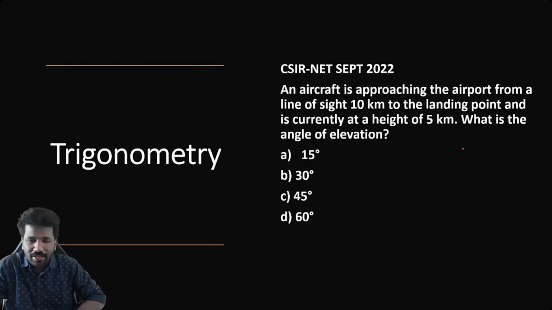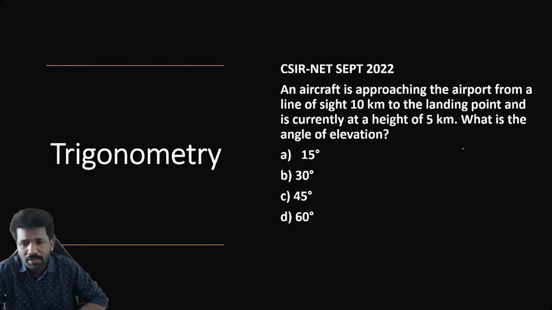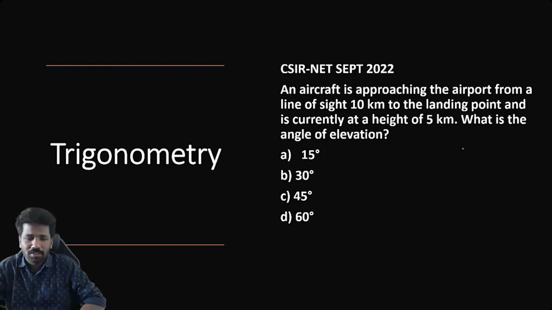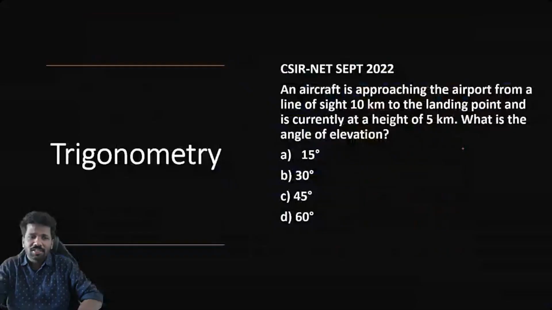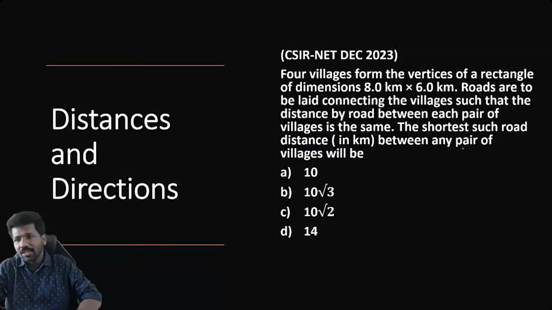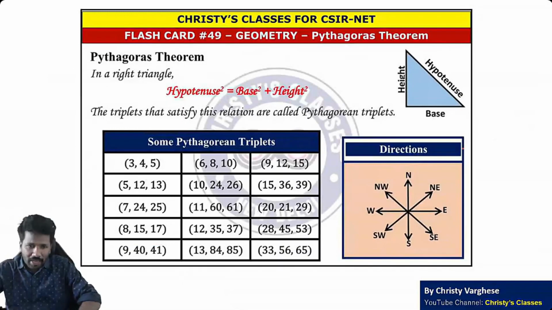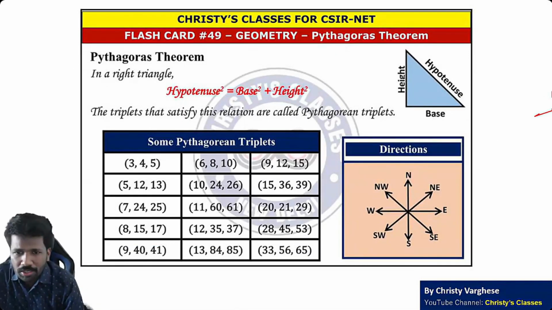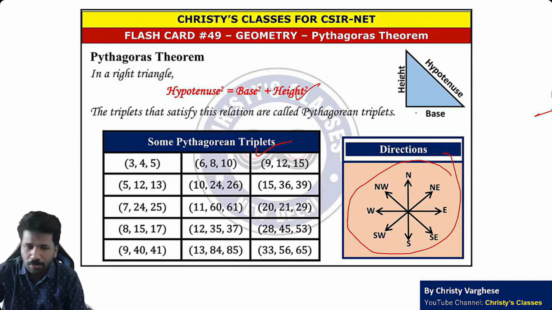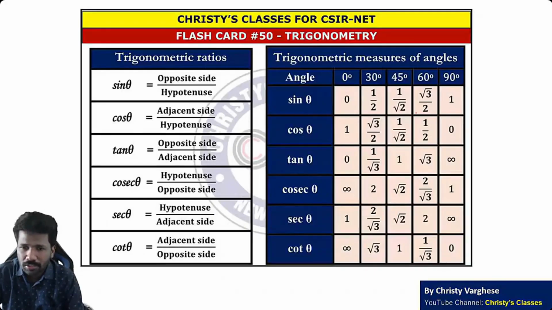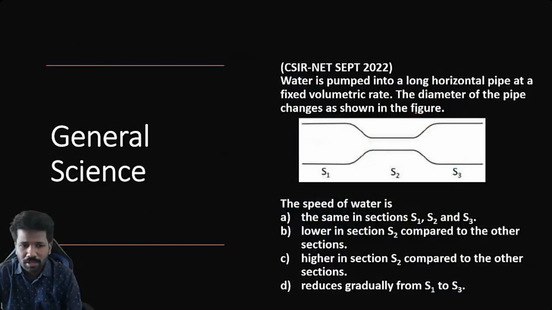Mensuration. Next is trigonometry. The number of questions asked is very low, but trigonometry is also important, because in some other chapters trigonometry is important, especially the distance and direction chapter. In distance and direction, Pythagoras theorem is important, Pythagorean triplets are important, 8 directions are important, and trigonometry is also important. So if you know these, you can do questions from distance and direction also.